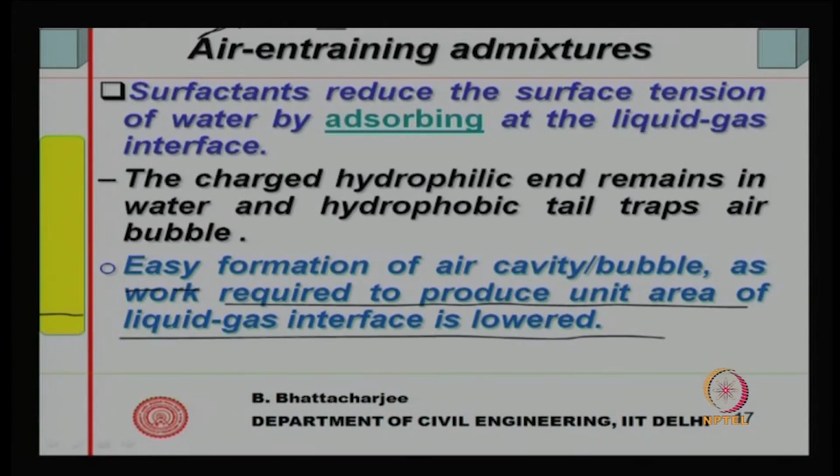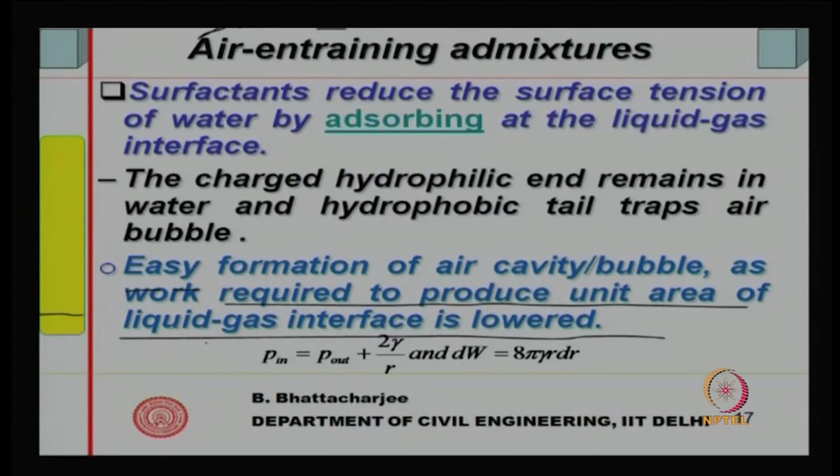How much is this work? In a bubble, the pressure inside must be balanced by the outside pressure. P in is equal to P out, the outside pressure, plus twice gamma by R, because inside the bubble, at the interface, there is the surface tension.